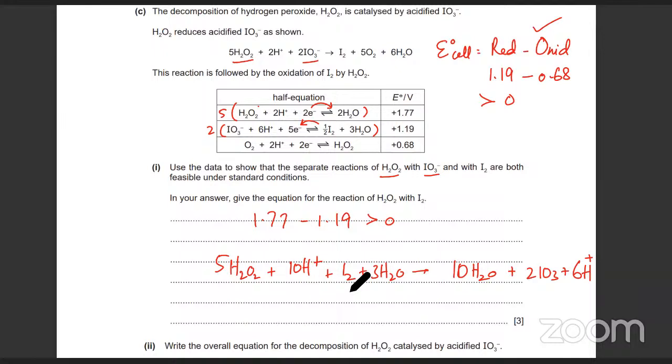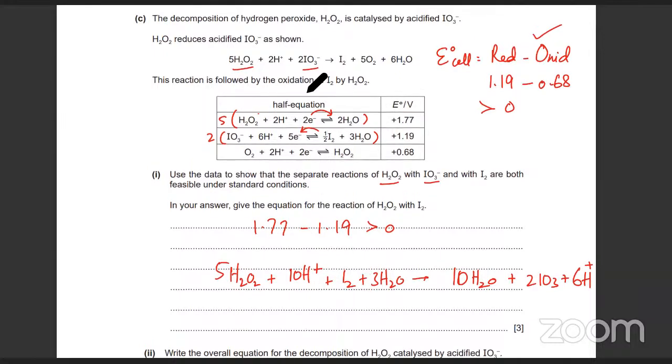So overall decomposition, add both of them. I think most of the IO3 minus 1 is going to get cancelled out. Okay, I'm just going to add this up here itself. IO3 minus 1, you got IO3 minus 1, so that gets cancelled out. Who else gets cancelled out? I2 is in the reactants, I2 is in the products, that gets cancelled out. What else is getting cancelled out?